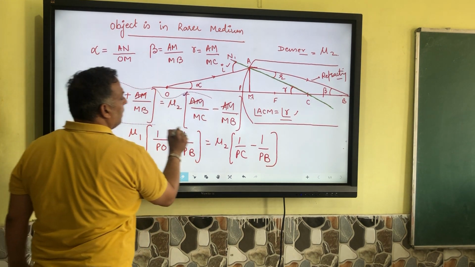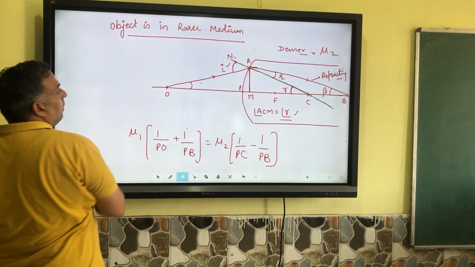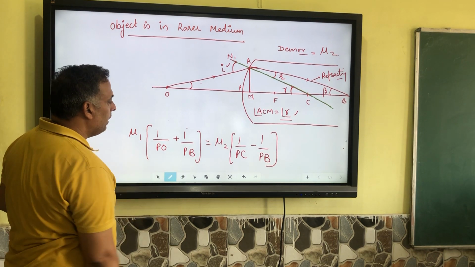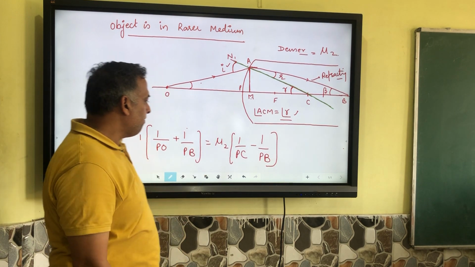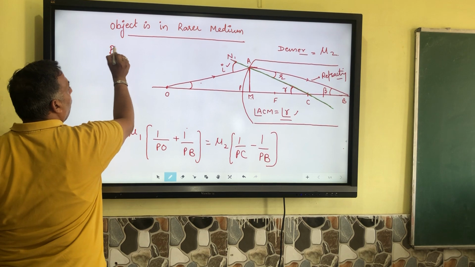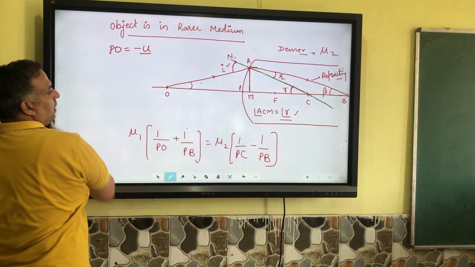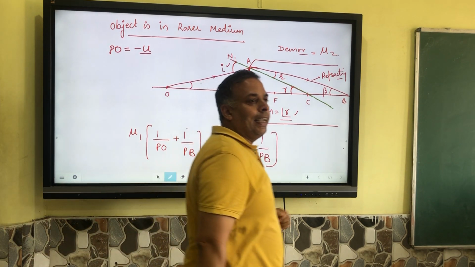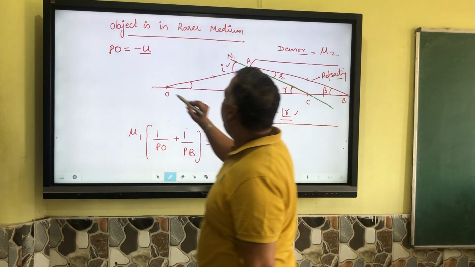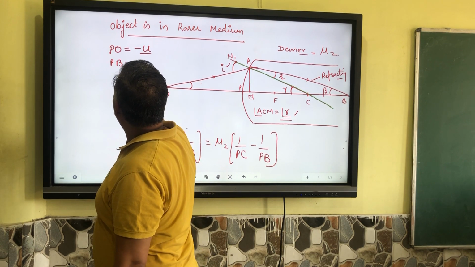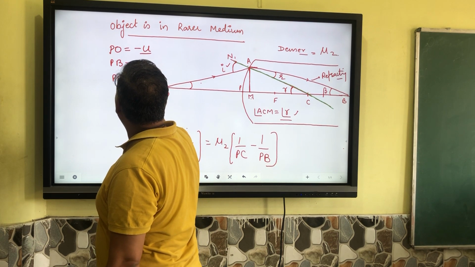Now what should I do? Here all the distances have to be measured from the pole. PO is equal to minus u, because distances opposite to the incident ray are taken to be negative, and in the direction of the incident ray they are taken to be positive. Here PB is equal to plus v and PC is equal to plus R.